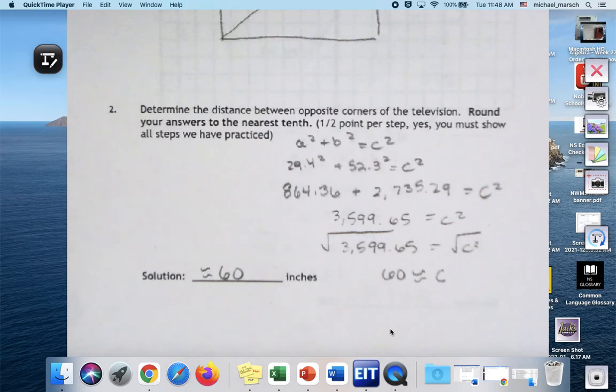Any questions about 1 and 2? If we don't put like the squiggle thing, do we get points off? No. Do we have to put the lines right there? You don't have to. No.